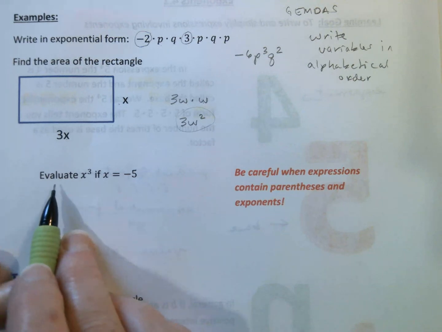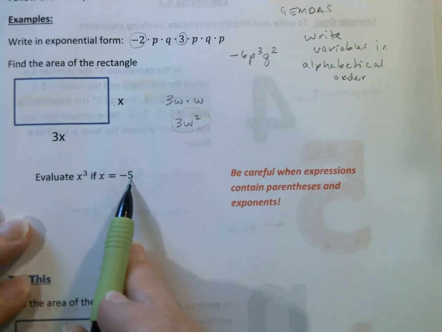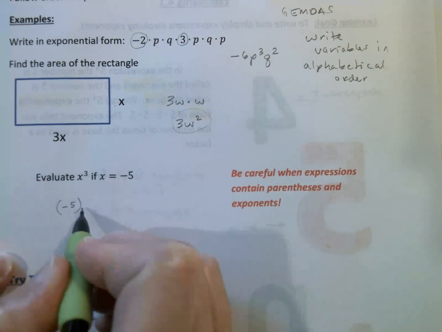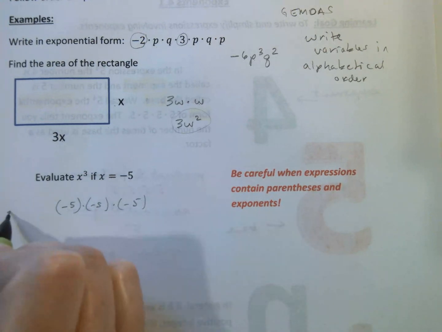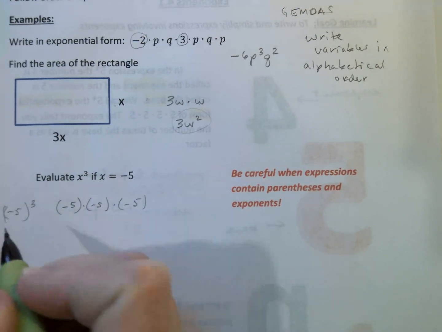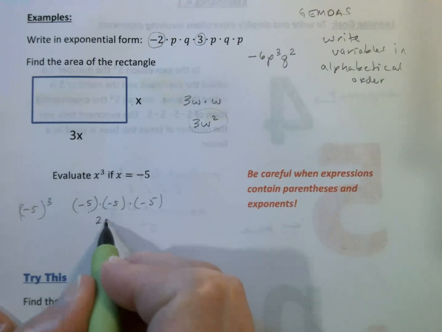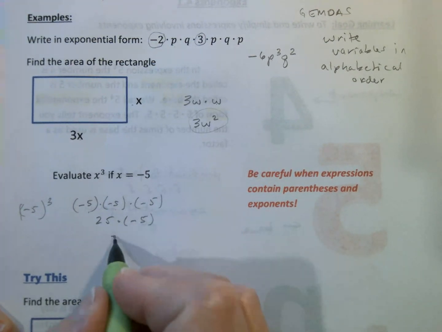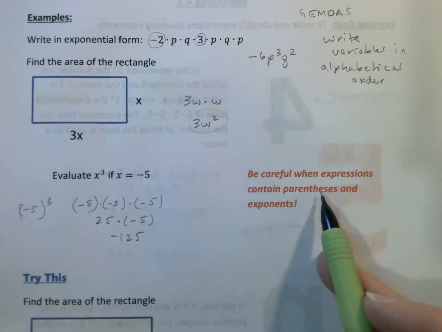Okay, and then we have this problem that we need to evaluate. It happens to be the base is -5. So when I write this out, I'm going to write it like this, because -5 is being raised to the third power. So -5 times -5 is +25. And +25 times -5 is -125.